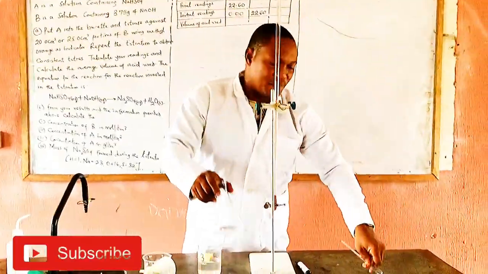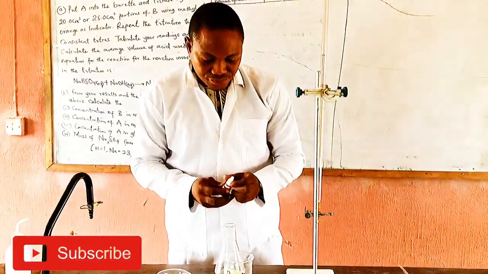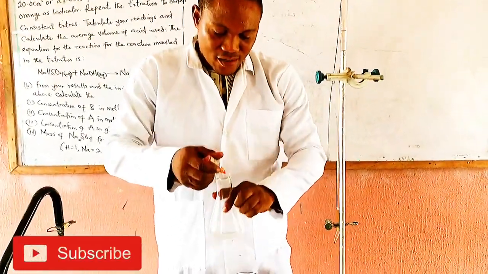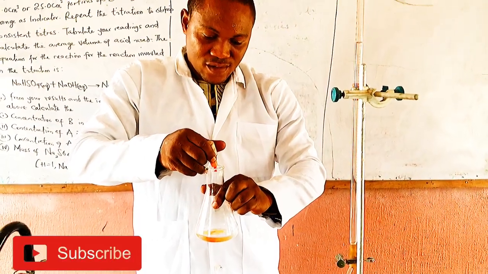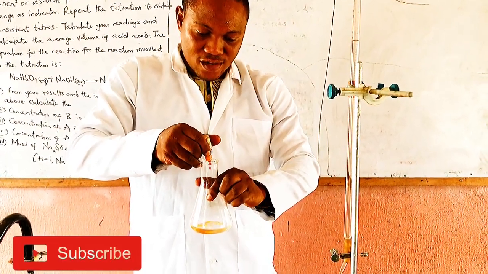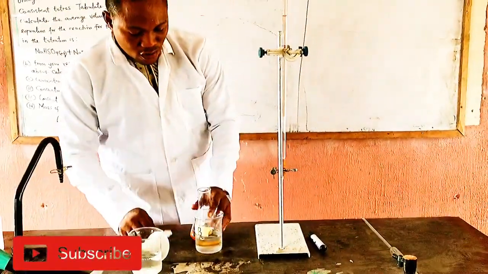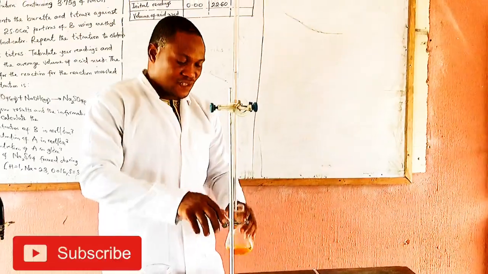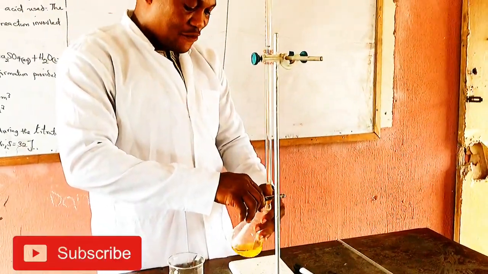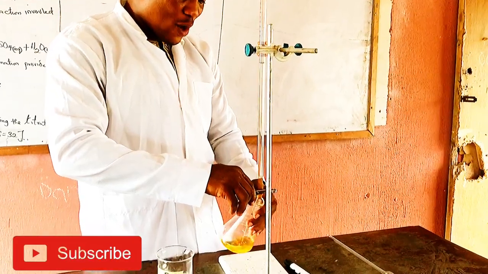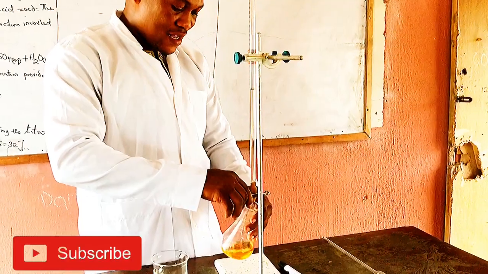From there, don't forget 2 drops of our indicator. That's 1 and 2. Okay, that's 2 drops of our indicator. It gives us the yellow color. Is that okay? Then we start titrating again. So since we did not refill, it will be faster because we are working with time. Begin to run in. Let's see that now.